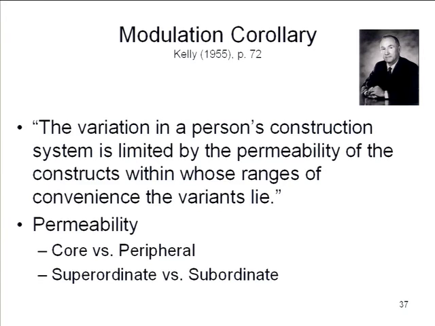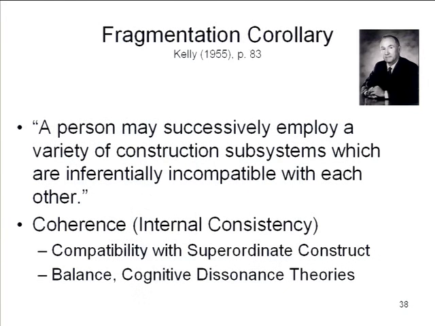And then finally, we get the fragmentation corollary. A person may successively employ a variety of construction subsystems which are inferentially incompatible with each other. Ordinarily, we would expect a person's personal construct system to be internally consistent. That is, the various constructs that he or she employs to anticipate events would fit with each other, would articulate with each other in various ways. That's what we mean by the coherence. And for example, in terms of the hierarchical arrangement of constructs, we would expect subordinate constructs to be nested nicely underneath superordinate constructs.